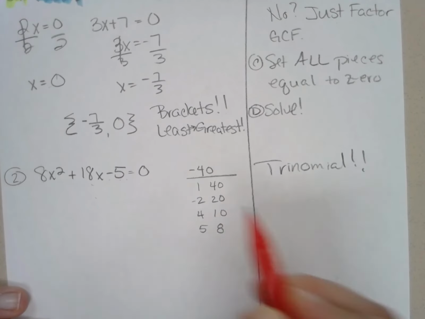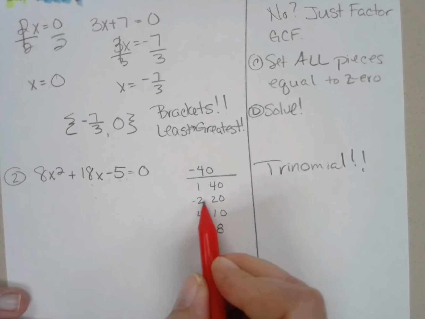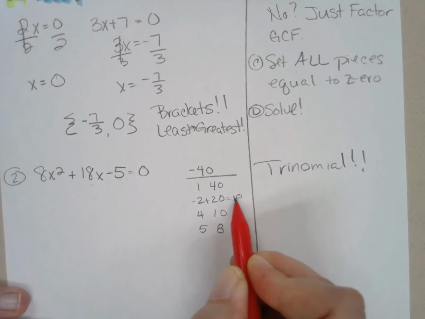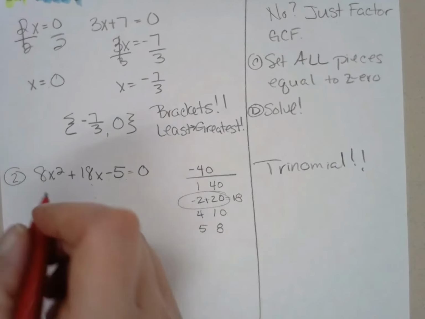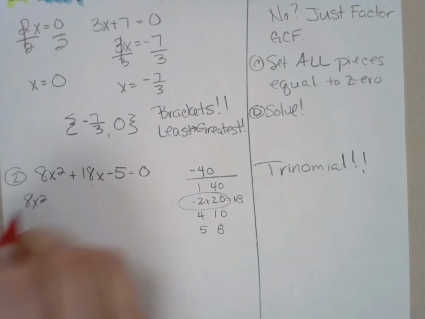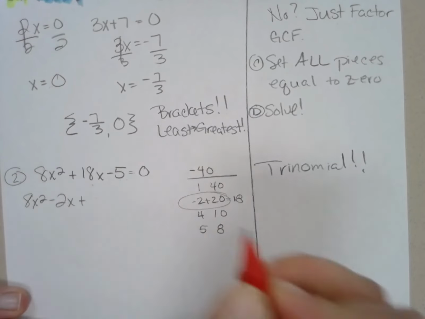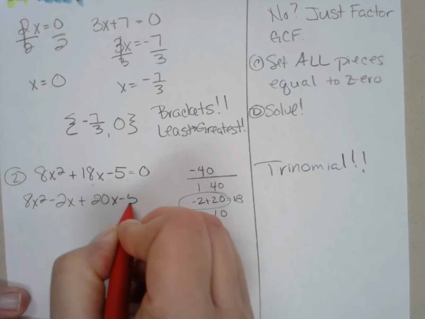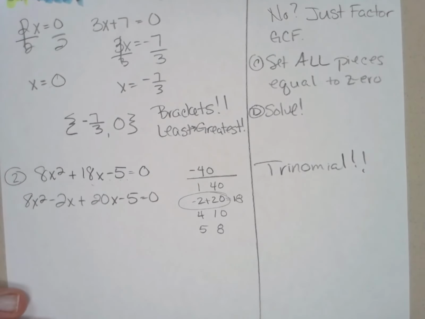If I make this 2 negative, negative 2 plus 20 equals positive 18. So there's the pair that I need. So 8x squared minus 2x plus 20x minus 5 all equals 0. And now we need to get our two sets of parentheses.